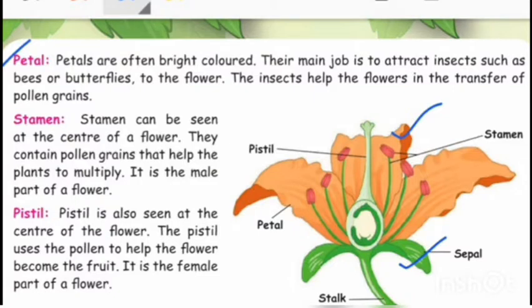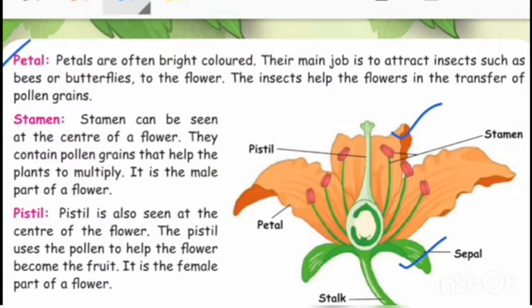Sepal. Sepals are leaves that protect the flower while it is still a bud. Sepals are usually green in color. Next one, petals. Petals are often bright colored. Their main job is to attract insects such as bees or butterflies to the flower. The insects help the flower in the transfer of pollen grains.